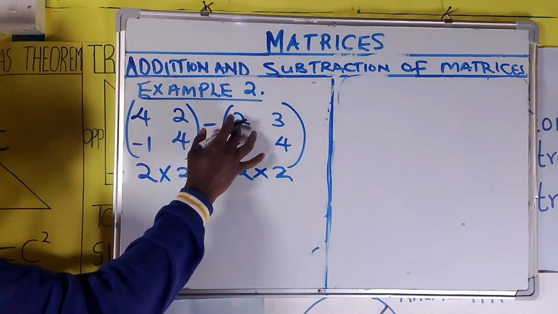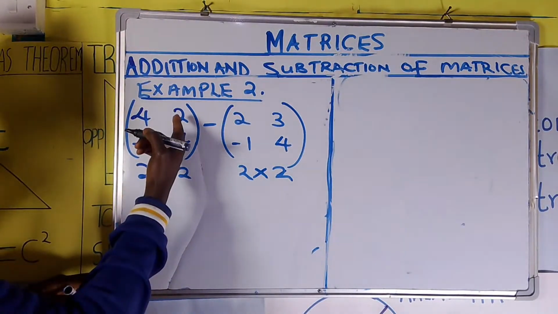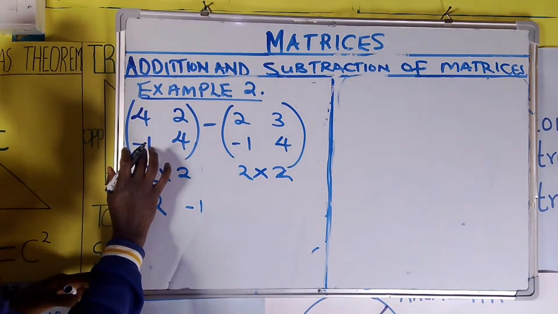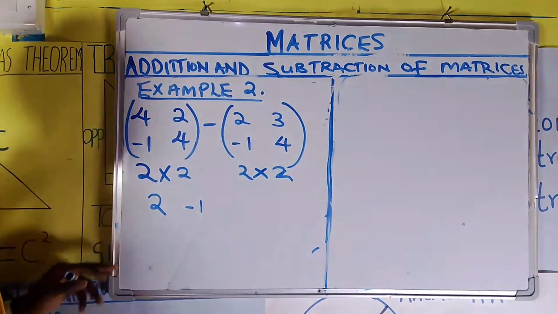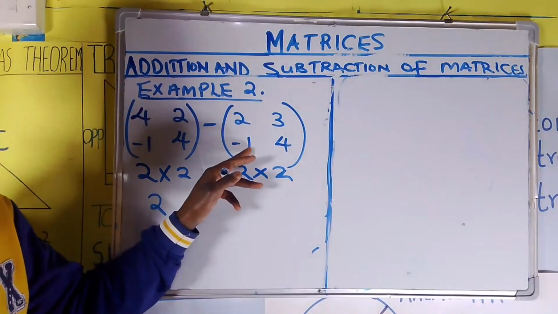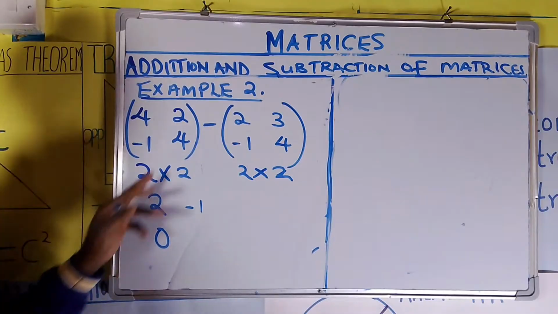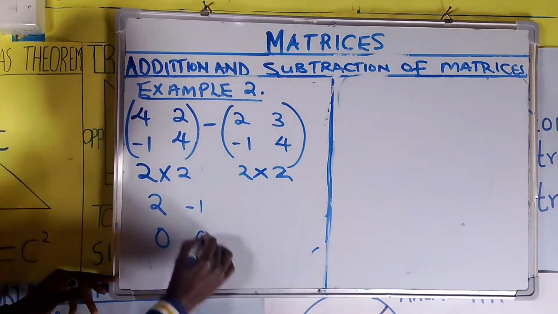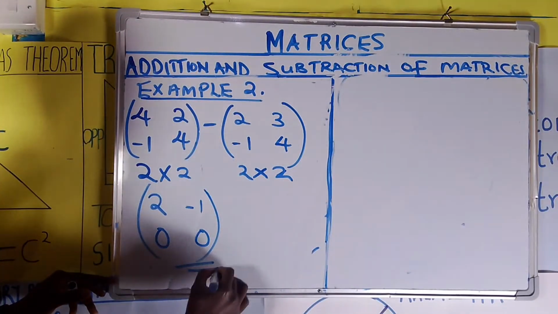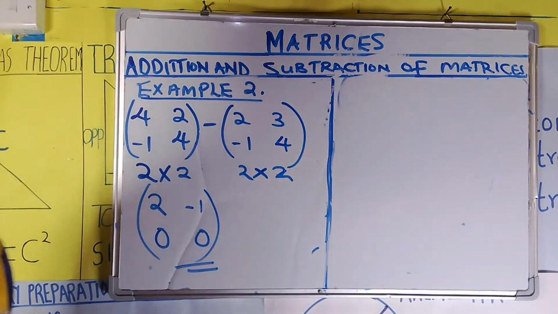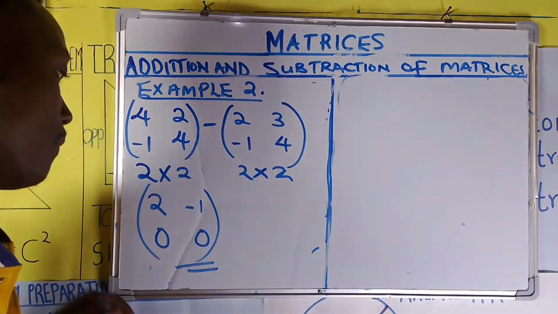So 4 minus 2 is equal to 2. 2 minus 3 is equal to negative 1. Negative 1 minus minus 1 is the same as negative 1 plus 1, which is equal to 0. And 4 minus 4 is equal to 0. So our matrix will be 2, negative 1, 0, 0.